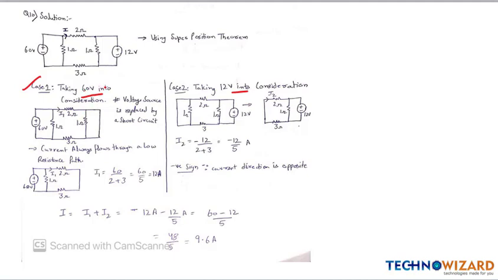When taking 60 volt into consideration, the current I1 is equal to 12 ampere. When taking 12 volt into consideration, the I2 current will be 12 by 5, and the minus sign is here because the current is flowing in the opposite direction. Therefore, I2 is equal to minus 12 by 5. Now, total current will be I equal to I1 plus I2, that is 12 ampere minus 12 by 5 ampere, which is equal to 9.6 ampere. This is how you can calculate this type of question by applying superposition theorem.